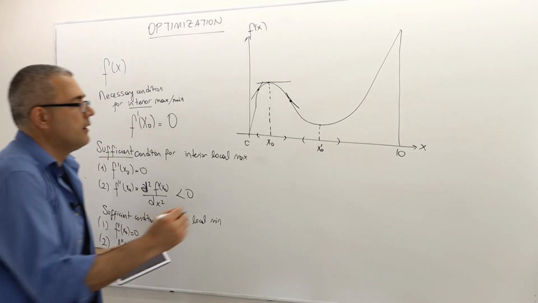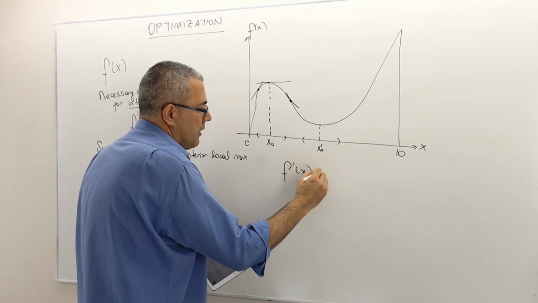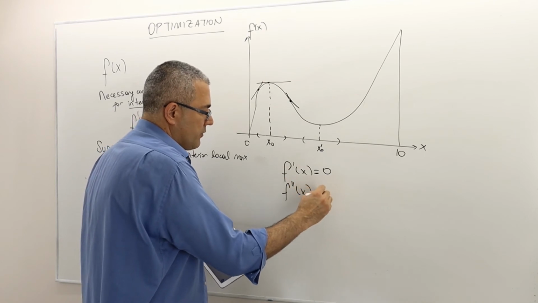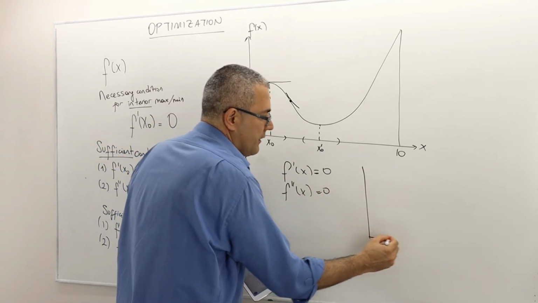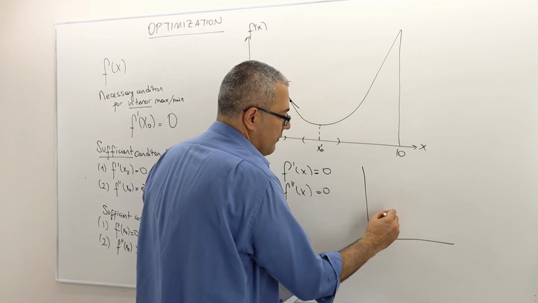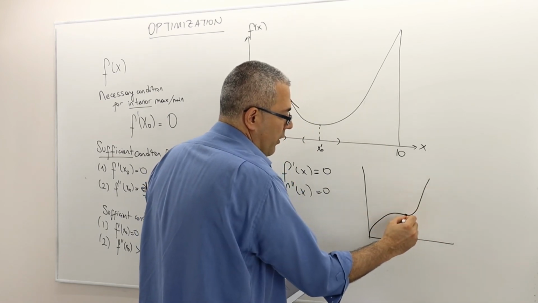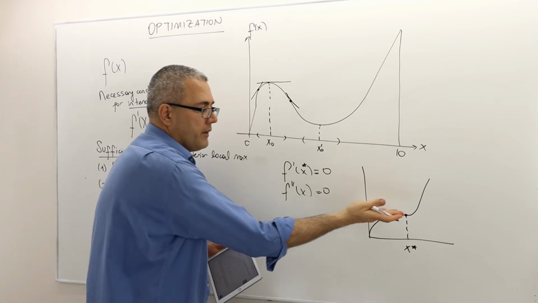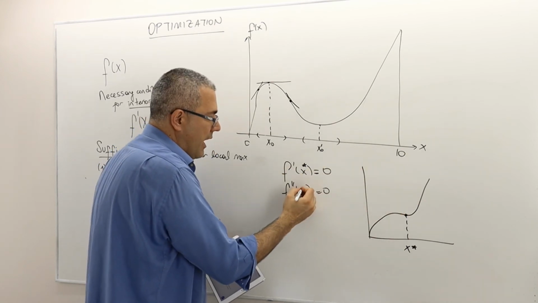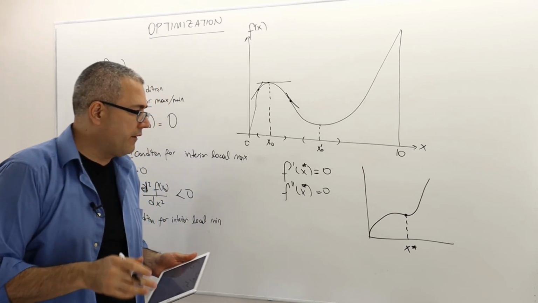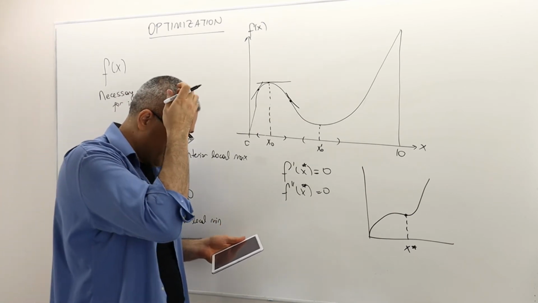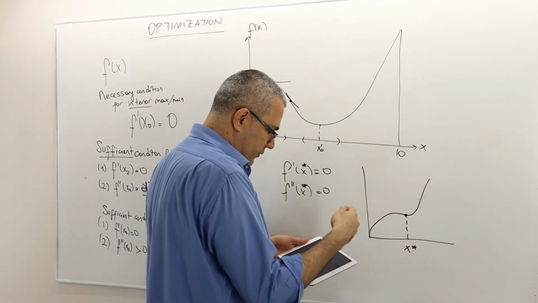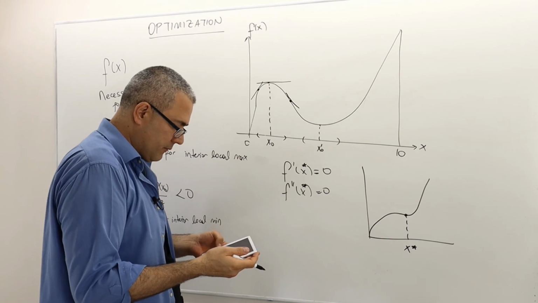Sometimes the first derivative may take value 0 at some point, and then the second derivative may also take the 0 value. It is the case in this example. At this point, x star, the first derivative is 0 because the tangent line is just parallel, and then the second derivative of f is also 0. So we call this an inflection point. This is neither a global max nor a global min.